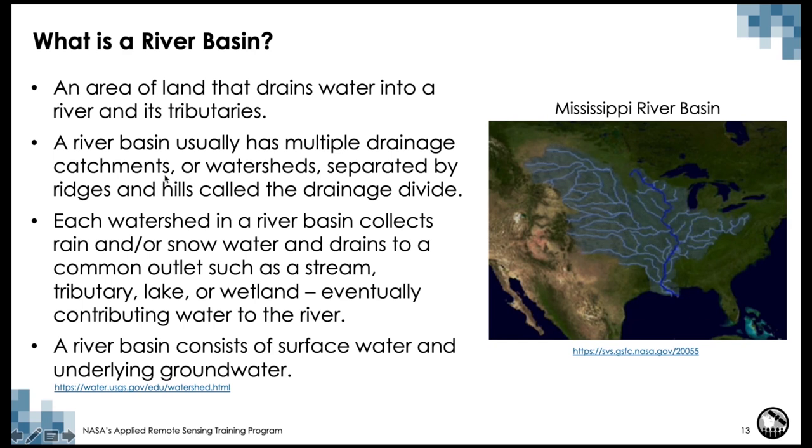And there are various drainage catchments or watersheds separated by ridges and hills called the drainage divide. Each watershed in a river basin collects rain and or snow water and drains it to a common outlet such as a stream, a tributary, lake or wetland. And eventually they all contribute to the river. So that makes a river basin that contributes to the river eventually. And the river basin consists of surface water as well as underlying groundwater.